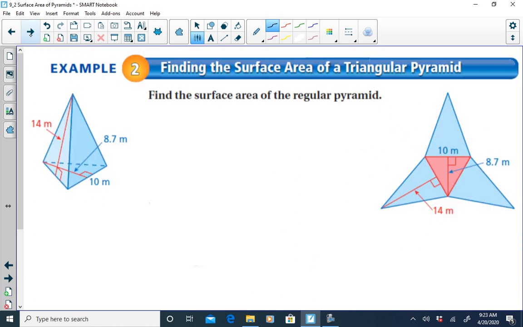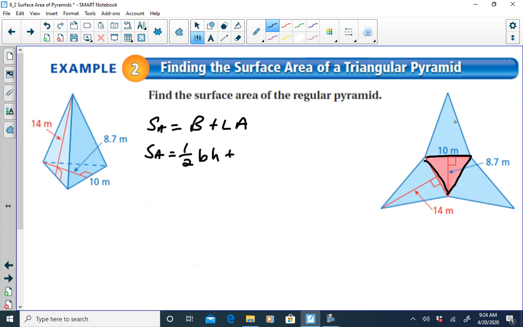When we move to our next example, finding the surface area of a triangular pyramid, it's going to be a little bit different. Why? Well, because the base area now is the area of a triangle. So we still start off with surface area is going to be equal to the base area plus the lateral area. Right? But that base area is going to be 1/2 base times height plus the lateral area.